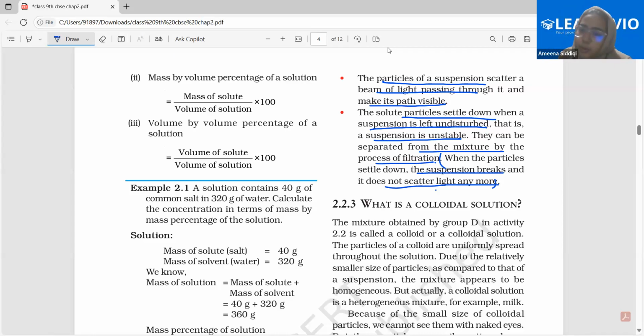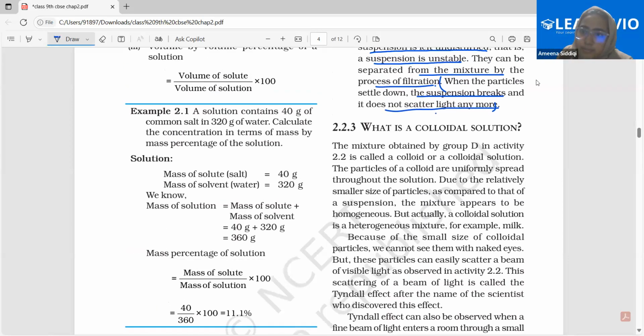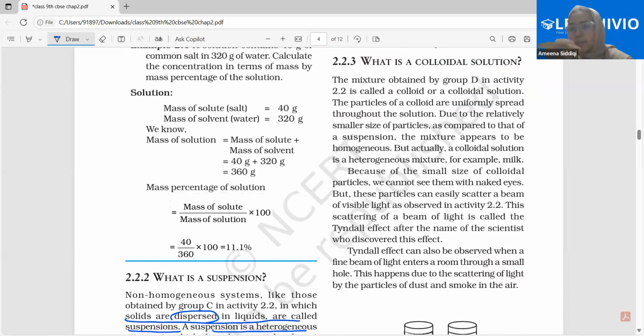Okay. Coming on to the colloidal solutions. This point is very important. I hope all of you have marked this in your books. Then, coming on to the colloidal solutions. See, the particles of a colloid are uniformly spread throughout the solution. We will discuss why. Due to the relatively smaller size of the particles as compared to that of a suspension, the mixture appears to be homogeneous, but actually a colloidal solution is a heterogeneous mixture. For example, milk, very important.